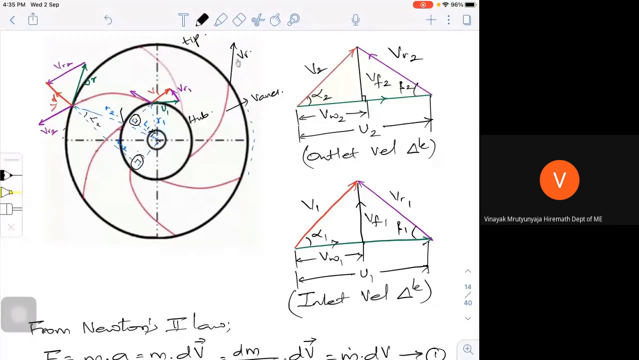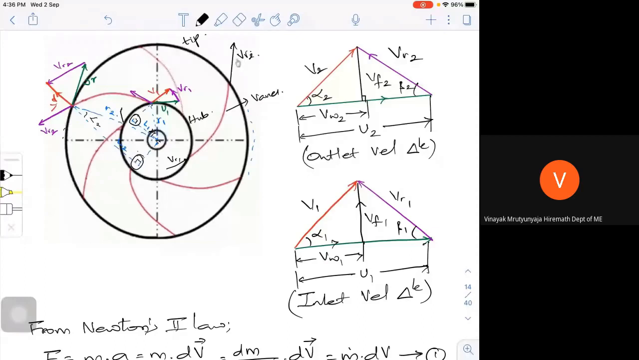The relative component: yesterday I was telling you there is something called vane congruent flow. What is this vane congruent flow? The flow is attached to the vanes, that is relative, and it's a relative velocity. Why is it relative? Because it is measured from the rotating reference plane. Along the vane, this is called VR. So at the inlet it will be like this: this will be VR1, and this will be VR2.